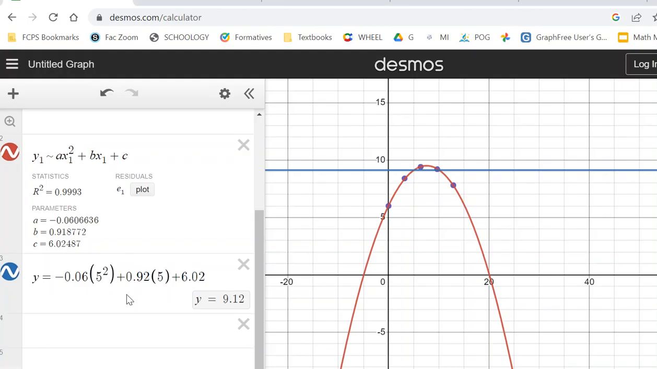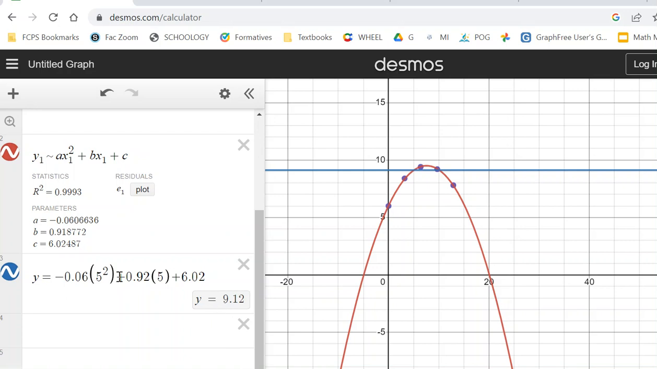I've already typed it in just so that you don't have to watch me type it. I typed in the equation that Desmos told me, and I went ahead and rounded, so our answers might be slightly different depending on how you rounded. I wrote negative 0.06 times 5 squared plus 0.92 times 5 plus 6.02. I just substituted in 5 any place there was an x here. Okay, and so I got 9.12, which I'm going to go ahead and write as 9.1 feet in the air.